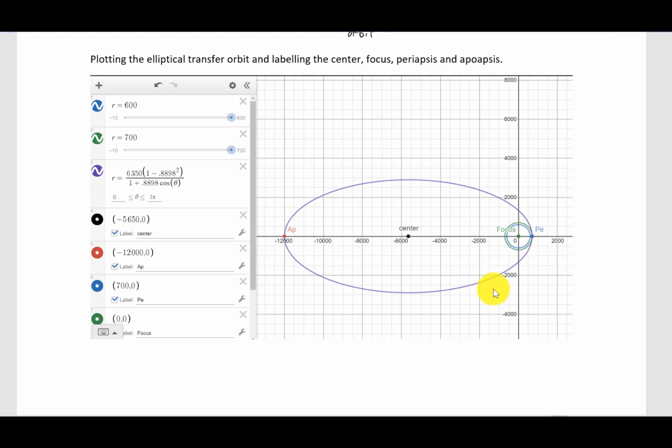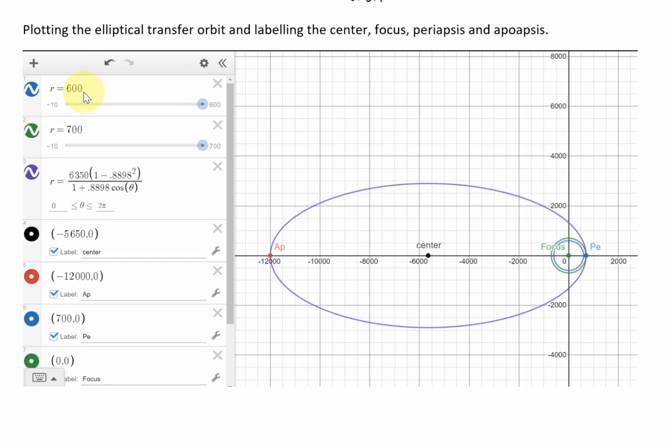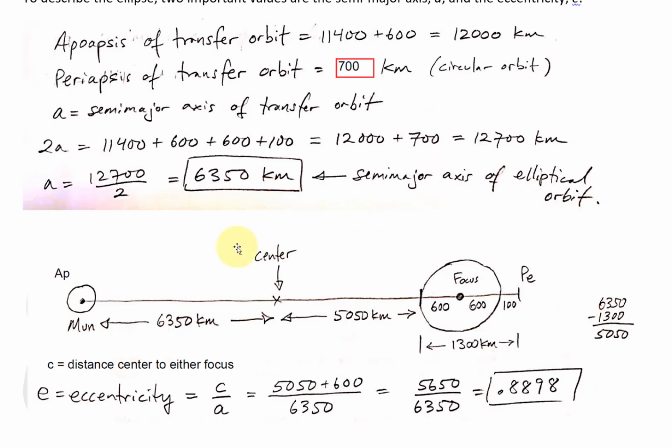Okay, so that's what I've done here in Desmos, a 600 kilometer radius planet with a 700 kilometer radius circular orbit. I have a transfer orbit with a semi-major axis 6,350 and eccentricity 0.8898. So that is the transfer orbit. I've labeled the center 5650. Remember, I know the center is at 5650 because if my primary focus is at the origin in the graph, this is a distance of 5650 from 0, 0 out to the center.